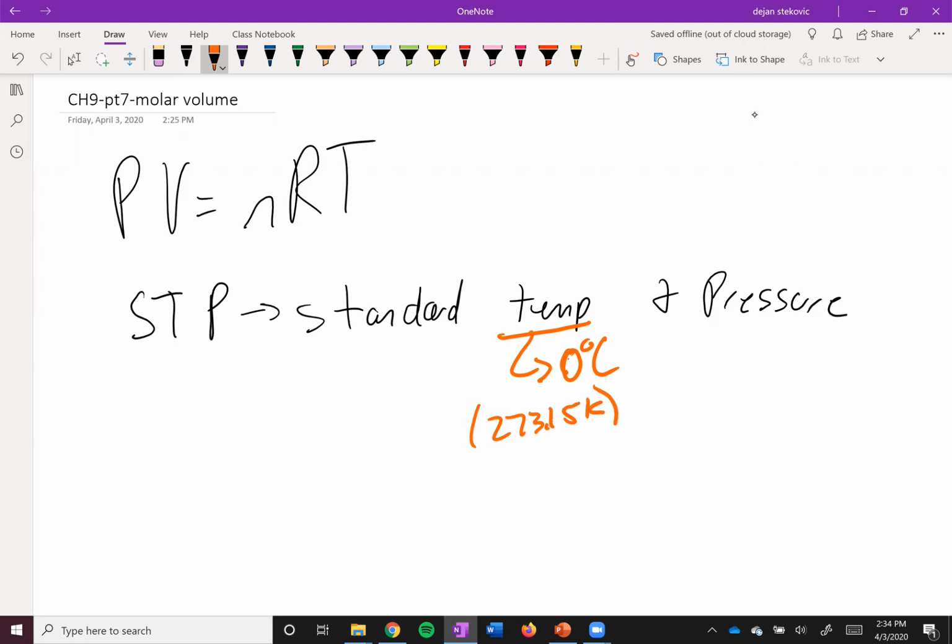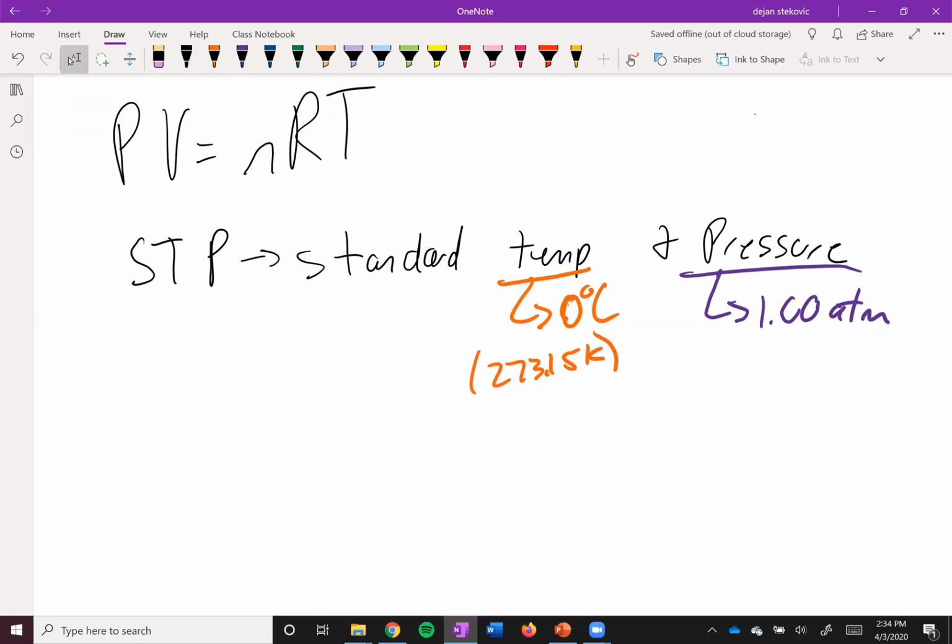Standard temperature is defined as 0 degrees Celsius or 273.15 Kelvin, right? So it's actually quite cold. I don't know why they picked such a cold temperature for standard, but anyways. And then pressure is 1 atmosphere. So that one makes sense. Standard pressure is what the normal atmospheric pressure is.